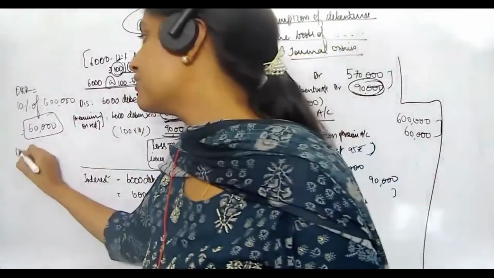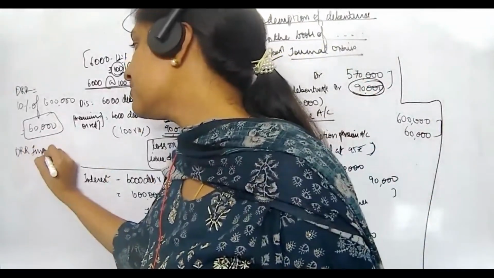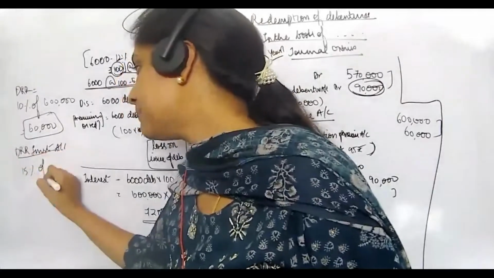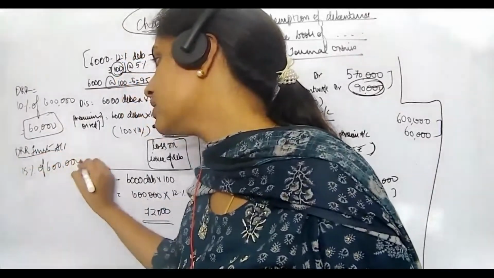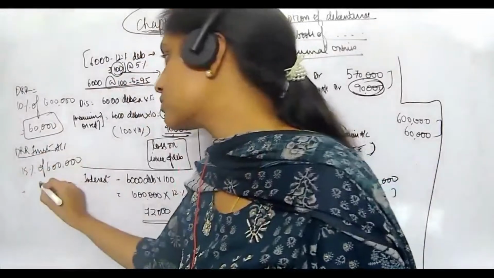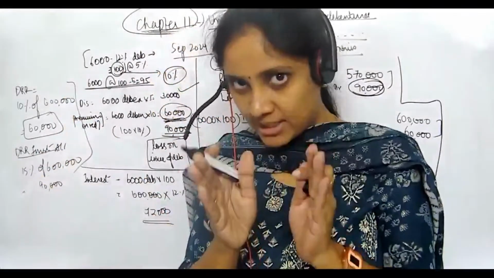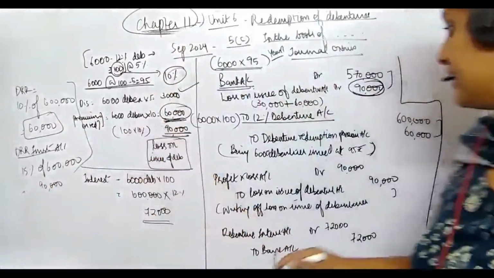Next, I will go to the DRR investment account. This is nothing but 15% of the face value. 6 lakhs, only the face value. So it comes to 90,000. So in the year beginning, first year, I am supposed to create for the entire value.